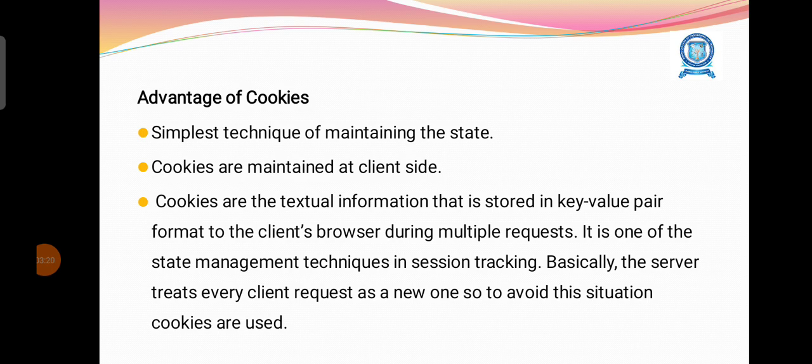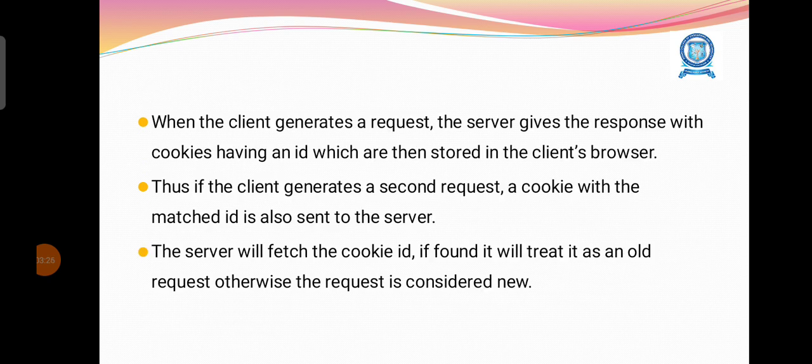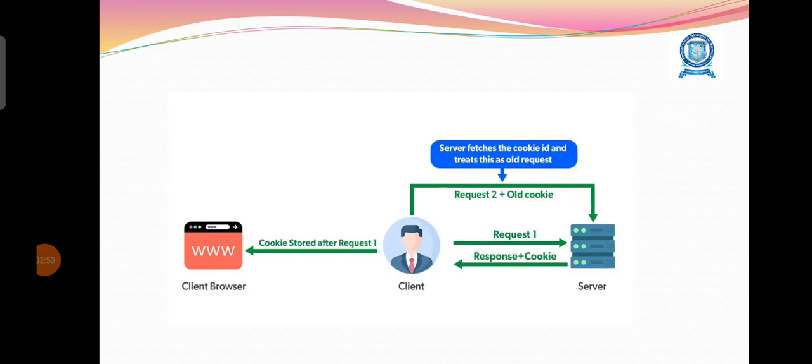Basically, the server treats every client request as a new one, so to avoid this situation, cookies are used. When the client generates a request, the server gives the response with a cookie having an ID, which is then stored in the client's browser. Thus, if the client generates a second request, a cookie with the matched ID is also sent to the server. When the server fetches the cookie ID, if found, it will treat it as an old request. Otherwise, the request is considered as new.